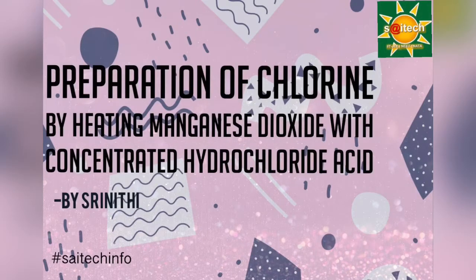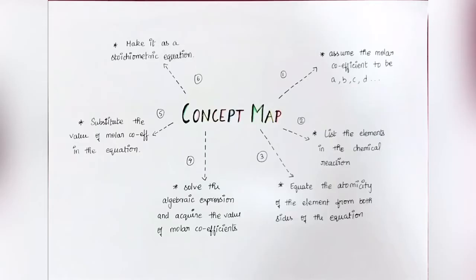So the equation we are going to see now is the preparation of chlorine by heating manganese dioxide with concentrated hydrochloric acid. We have to create a concept map on how to balance an unbalanced equation using the algebraic method.